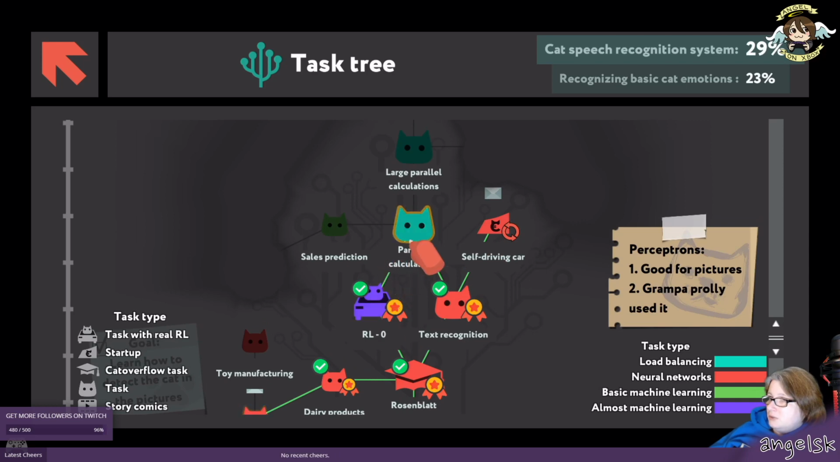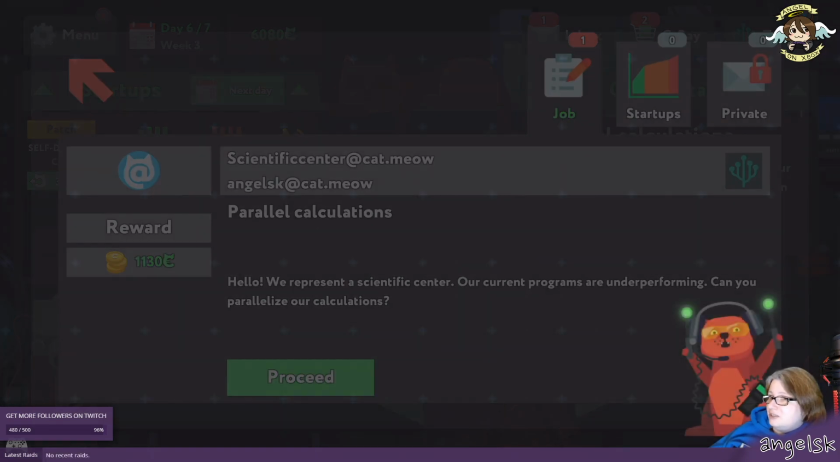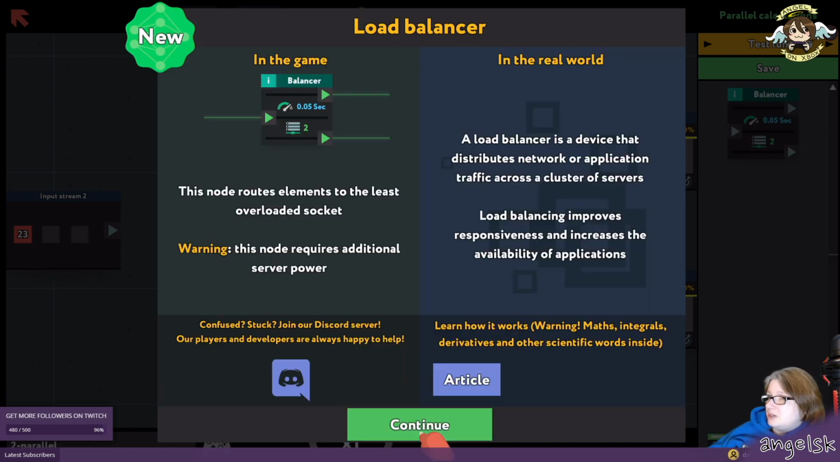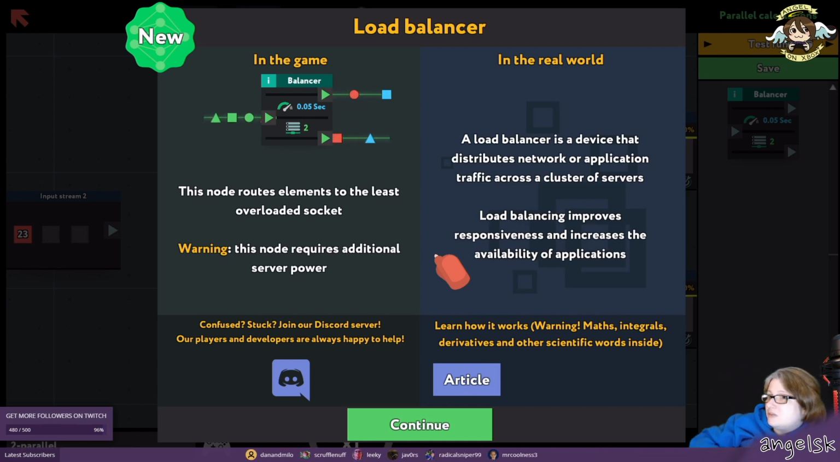For now, parallel calculations. Represents a scientific center. Our current programs are underperforming. Can you parallelize our calculations? To process data, your nodes need computing power. Server. Certain nodes require more than one server. The more servers you use, the more expensive your scheme becomes. Alright, load balancer. Ooh. Okay, this node routes elements to the least overloaded sockets. Warning, this node requires additional server power. Okay.